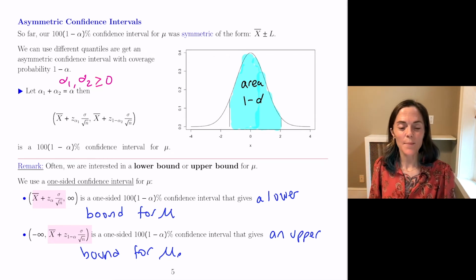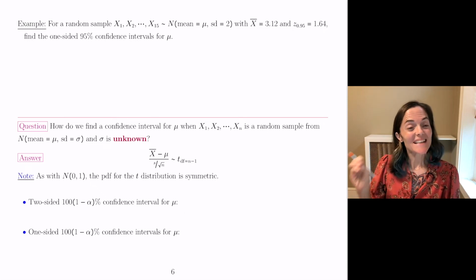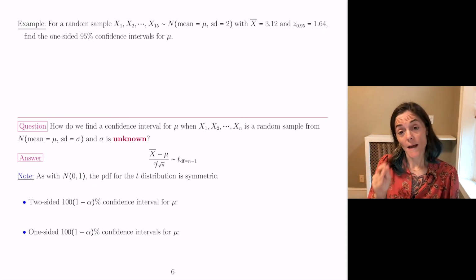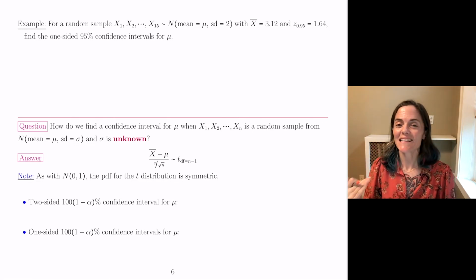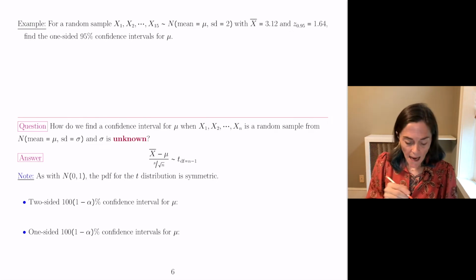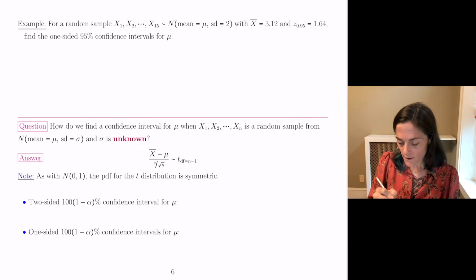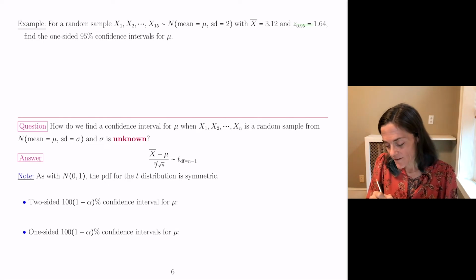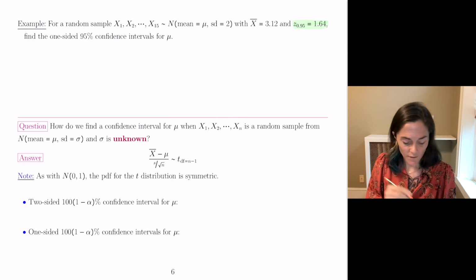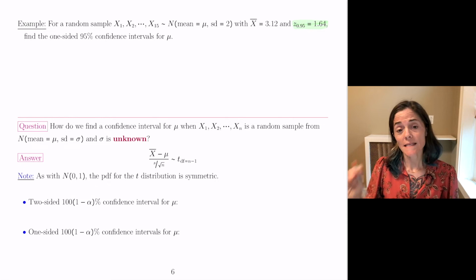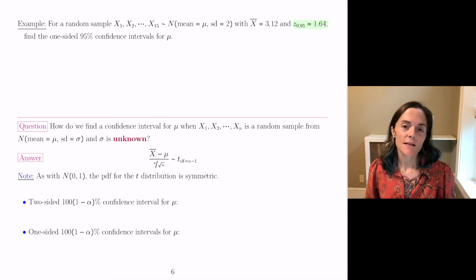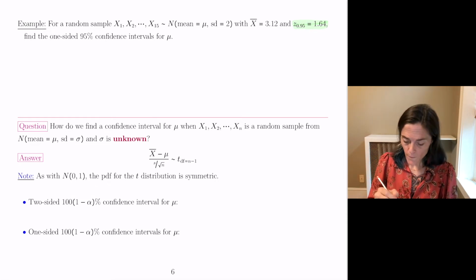So let's do an example. We're back to our random sample, x1 through x15, from the normal distribution with some unknown mean and standard deviation 2. And the sample mean is 3.12. I've just written this z sub 0.95 so we can use it. It's just some extra information so we don't have to call R or go back and look at our table. We want to find the one-sided 95% confidence intervals for mu.